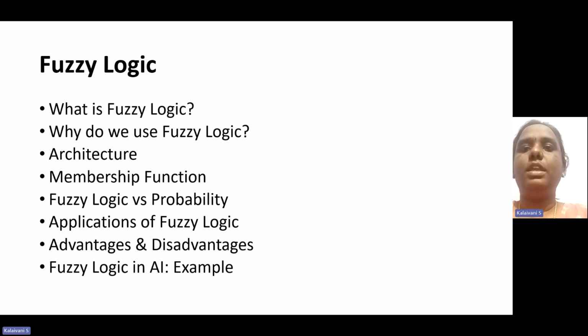In this video, we will see about the topic fuzzy logic. So these are the agendas of what we are going to see in this topic. What is fuzzy logic? Why do we use fuzzy logic? Architecture of fuzzy logic, membership function in fuzzy logic, difference between fuzzy logic and probability, applications of fuzzy logic, advantages and disadvantages of fuzzy logic. After seeing all the topics, we will be seeing the example of fuzzy logic.